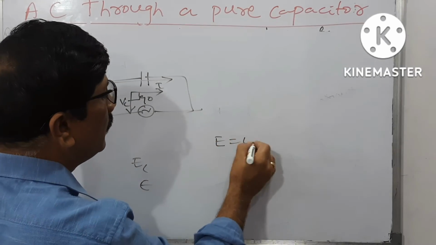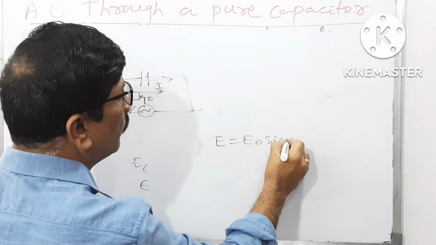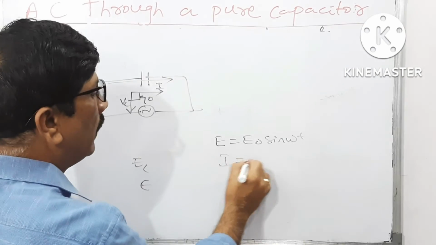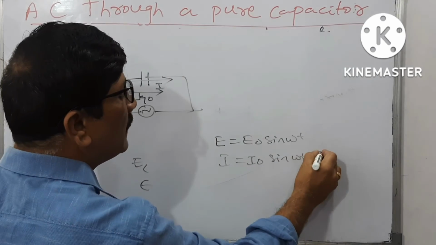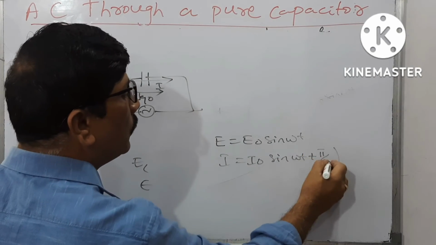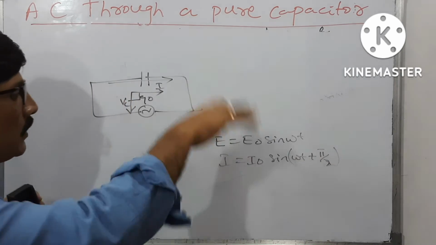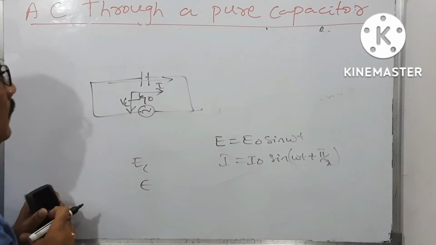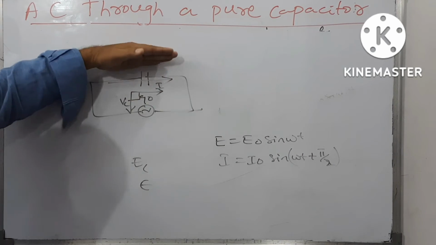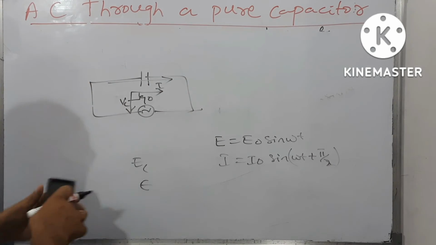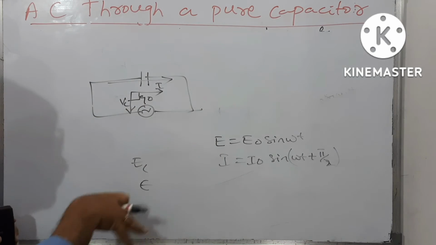The current always passes along the wire, but the voltage is behind the current because E is equal to E naught sin omega t. But I is equal to how much? I naught sin omega t plus 90 degrees or pi by 2 radians. So it means what? Current is having more angle. That means current is ahead of voltage by 90 degrees, or voltage is behind the current by 90 degrees.